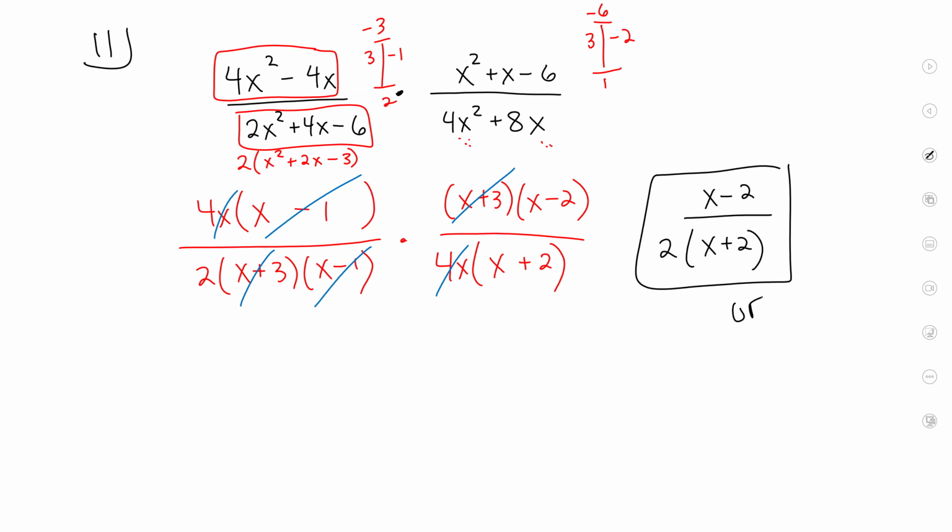Now, if you want to, you can multiply it out. Numerator will stay the same. This is 2x plus 4. I'll take either one.